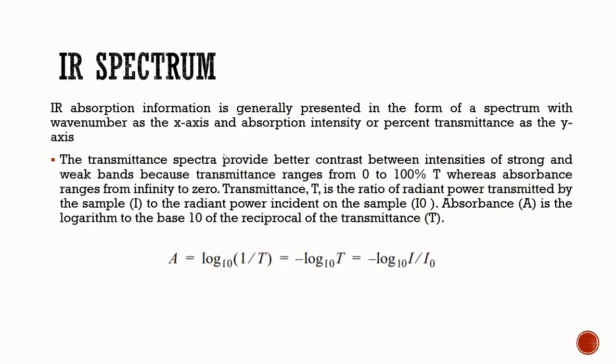IR spectrum. In IR spectrum, wave number is represented on the x-axis, whereas the percentage transmittance is represented on the y-axis. Mainly, the y-axis can be absorption intensity as well, but we prefer transmittance because it provides better contrast between the intensity of strong or weak bands, because transmittance ranges from 0 to 100%, whereas absorbance ranges from 0 to infinity.